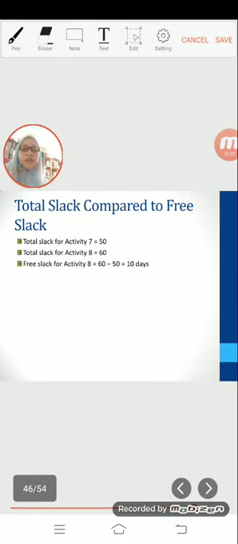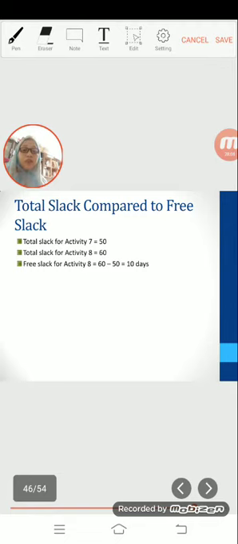Okay, now we see how to calculate total slack compared to free slack. You can see activity number 7 and 8. The slack is 50 and 60. So free slack for activity number 8 is 60 minus 50 equals 10 days.